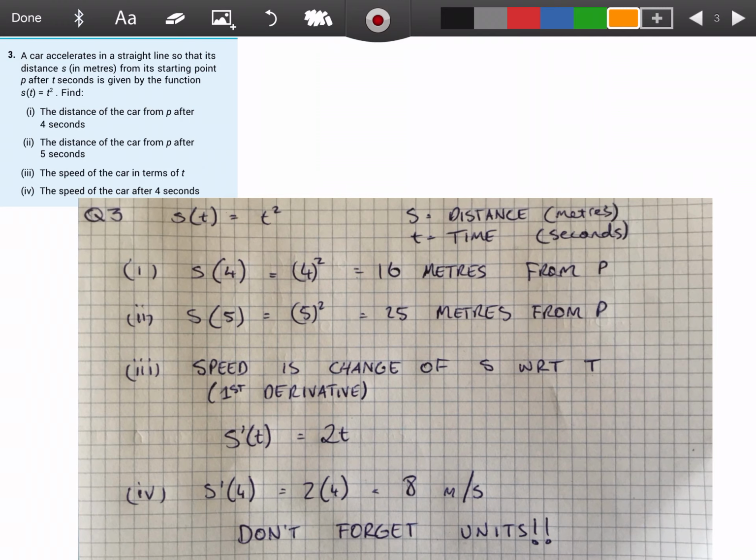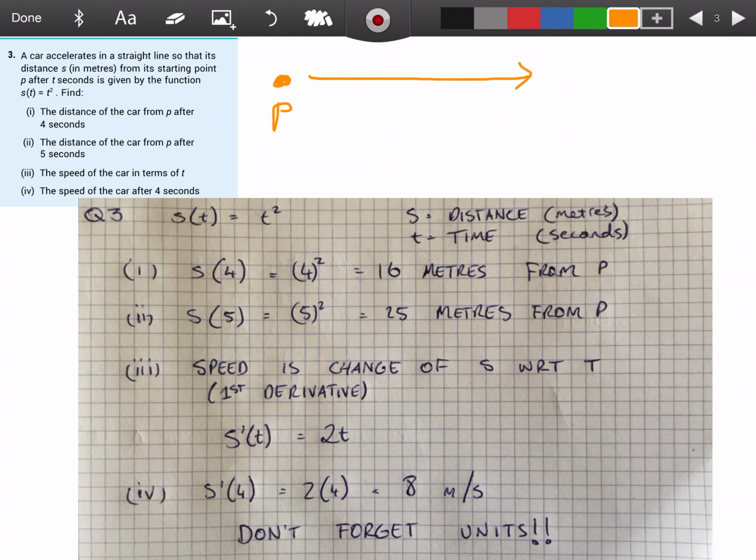Finally, question 3. Now this gets into it very similar to what you guys are going to be trying today. So I wanted to run through one of these as well. You can see a car that's accelerating in a straight line so that its distance from its starting point P. Again, I'm going to draw a quick diagram. I've got a starting point P. The car is travelling in a straight line. I won't draw a car, but we've got a straight line.